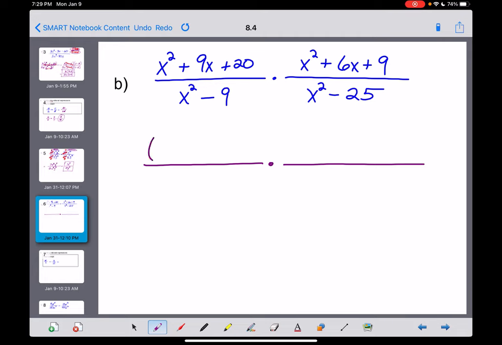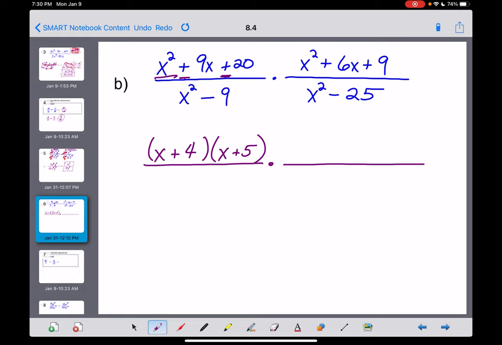No GCF, but it looks like a quadratic trinomial. What times what is x squared? That'll be x times x. The signs are going to be the same and both positive. So plus, plus, and we need two numbers now that multiply to 20 and add up to 9. Sounds like a 4 and a 5 to me.